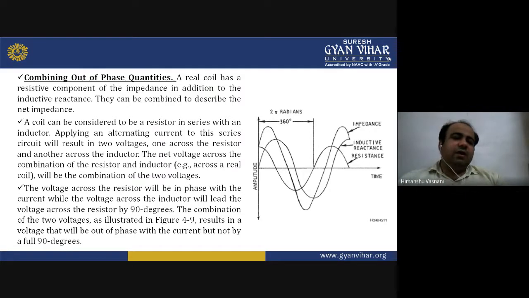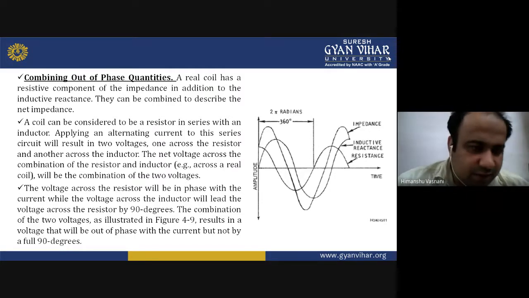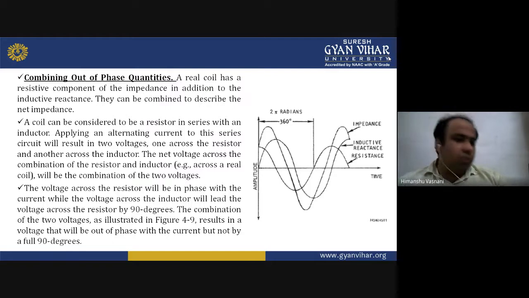Applying an alternating current to the series circuit will result in two voltages, one across the resistor and another across the inductor. The net voltage across the combination of the resistor and inductor will be the combination of the two voltages.